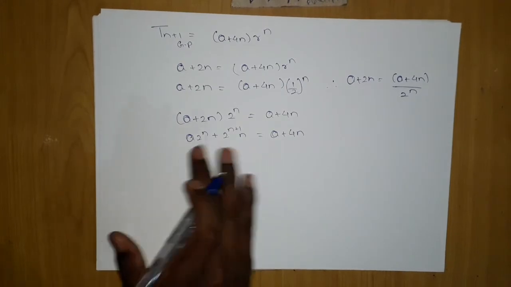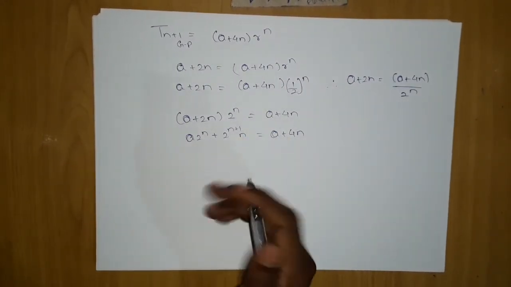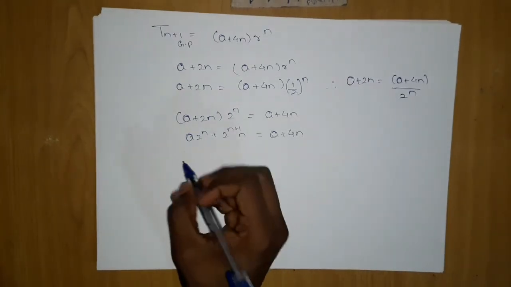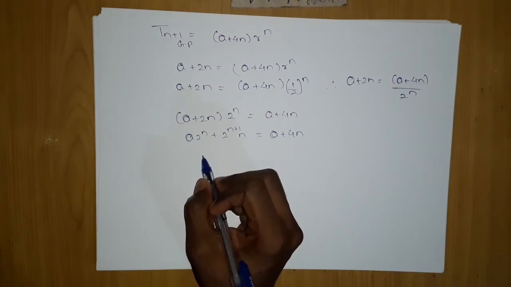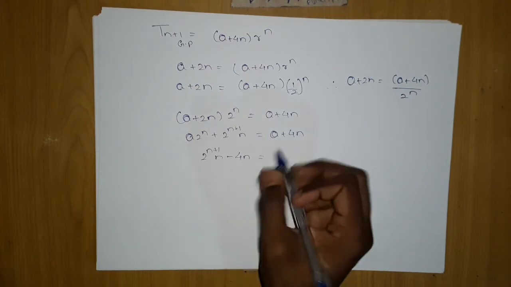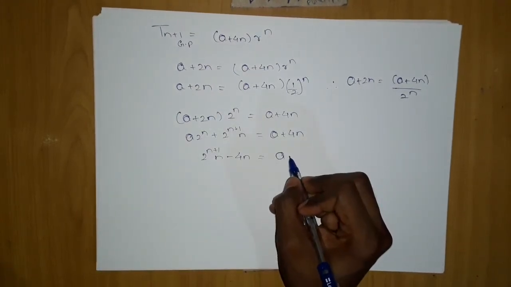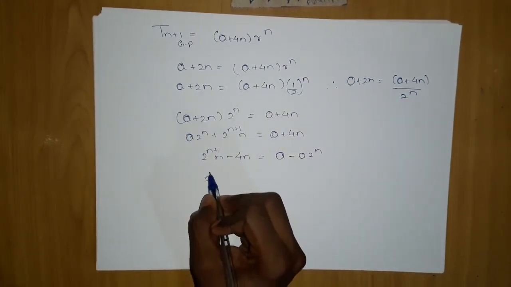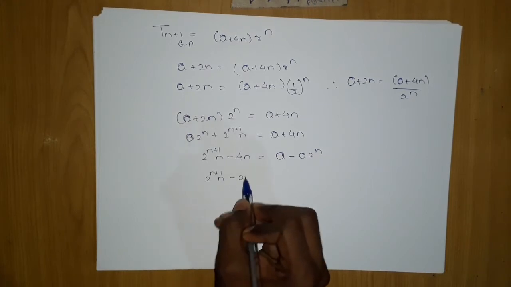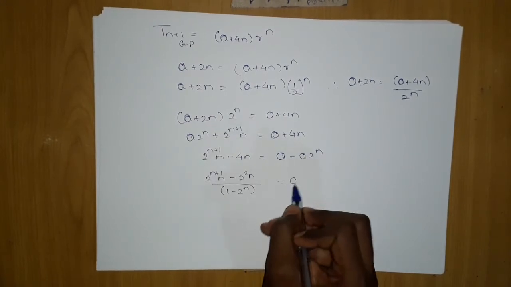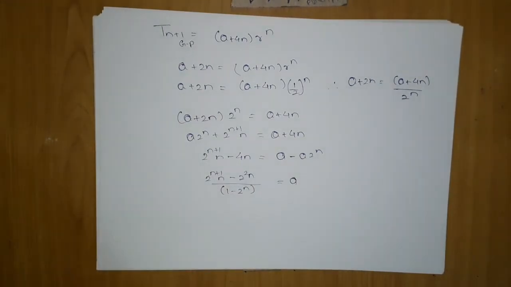move a plus 2 to the power n this side and that this side, because I want to find a value. Why, I will tell you. n plus 1 n minus 4n should be equal to a into a minus a 2 to the power n, which gives me a value, which is nothing but 2n plus 1 minus 2 to the power 2 into n upon 1 minus 2 to the power n is equal to a. So I got the a value.